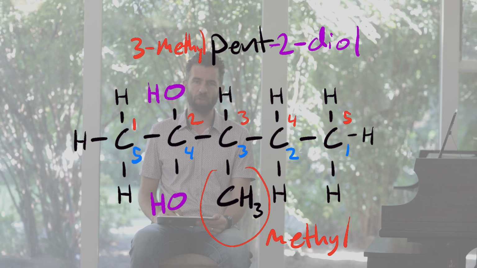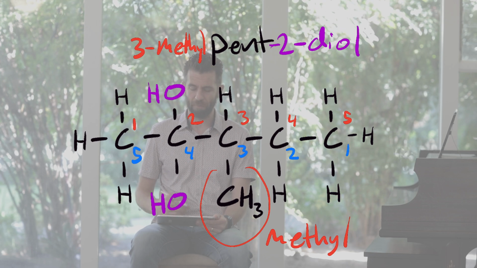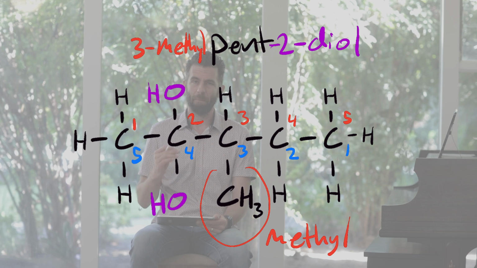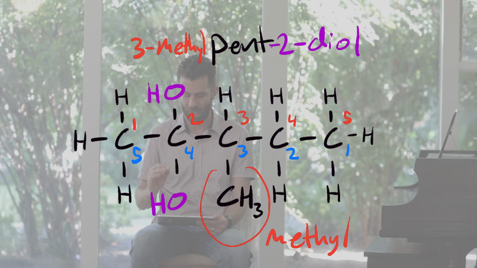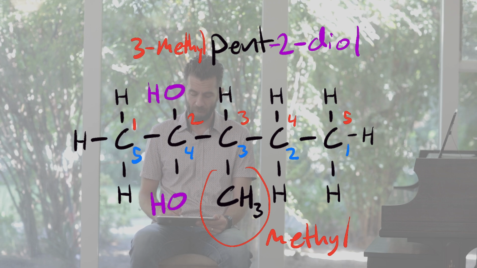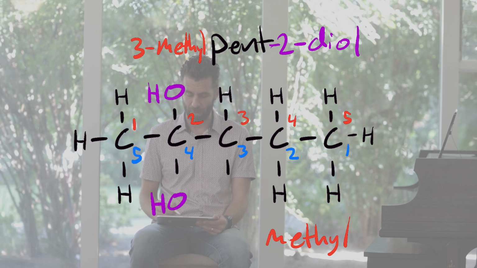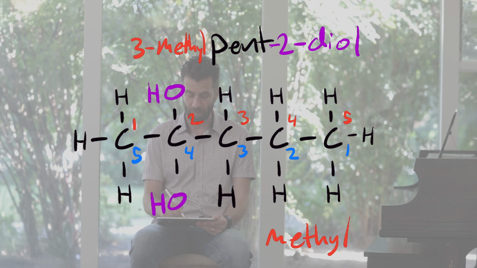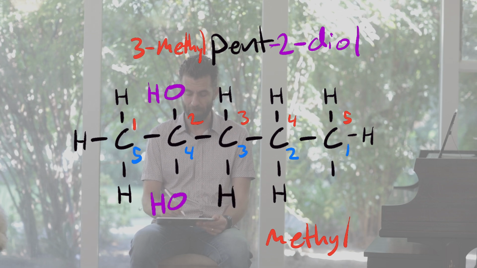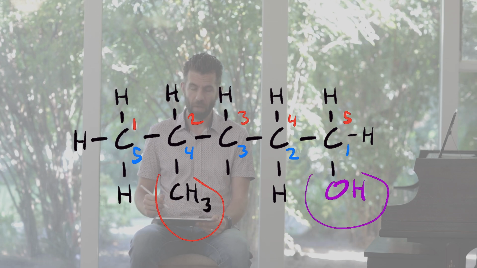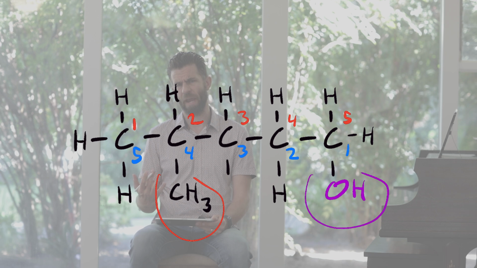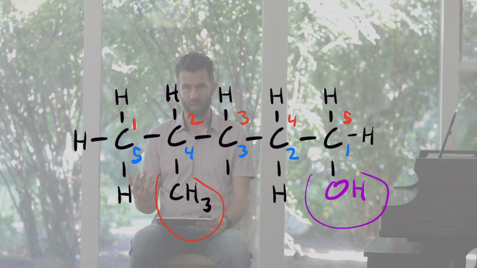There are other functional groups we can look at in the future that can be named differently. But just remember the numbering convention we have to look at one more time. What if we had the methyl somewhere else? What if our alcohol was here and our methyl was here? Now how would we name this?